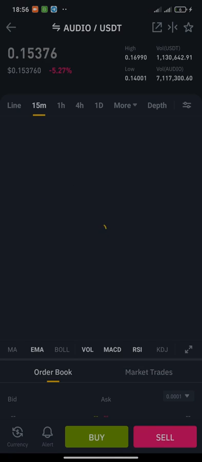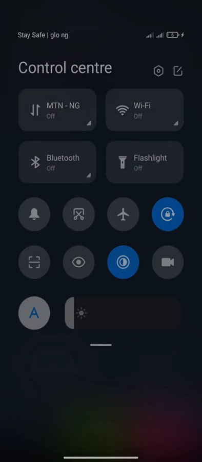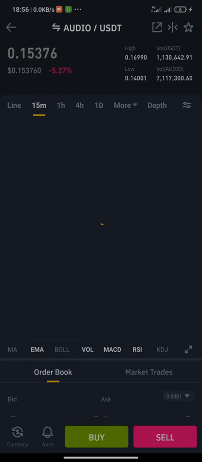This is a 15 minutes time frame. Oh, my data is off. This is a 15 minutes time frame, and that chart was read using a 6 hour time frame. Or you can still do your own study using a 4 hour time frame. I charted that audio USDT using a 6 hour time frame. Well, this thing is taking time to load, but basically when you want to buy, just click on buy.